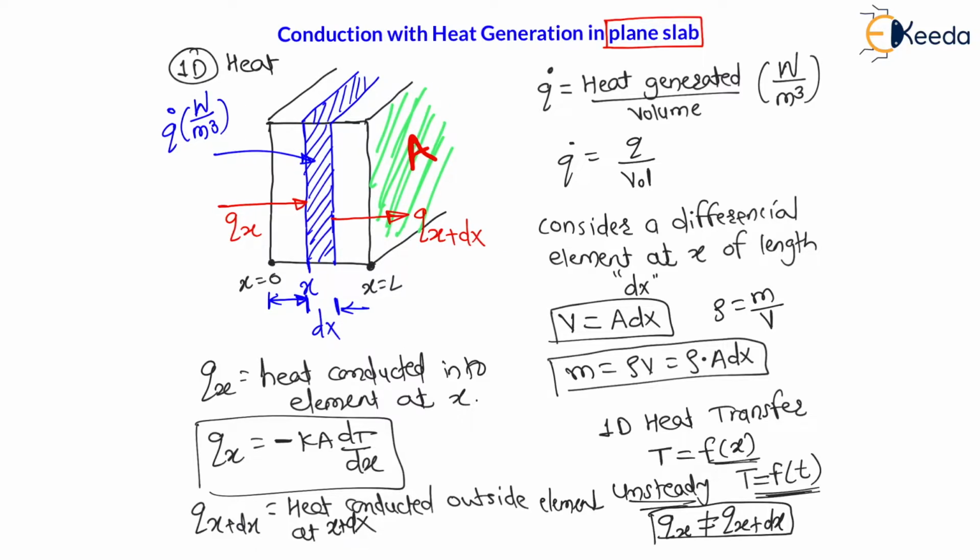I will make sufficient space for the further calculation. Here qx is nothing but minus kA dT by dx. Q dot is q divided by volume. Q is heat generated. The volume is nothing but calculated. Mass is also calculated. So let us write all these somewhere here and make sufficient space.